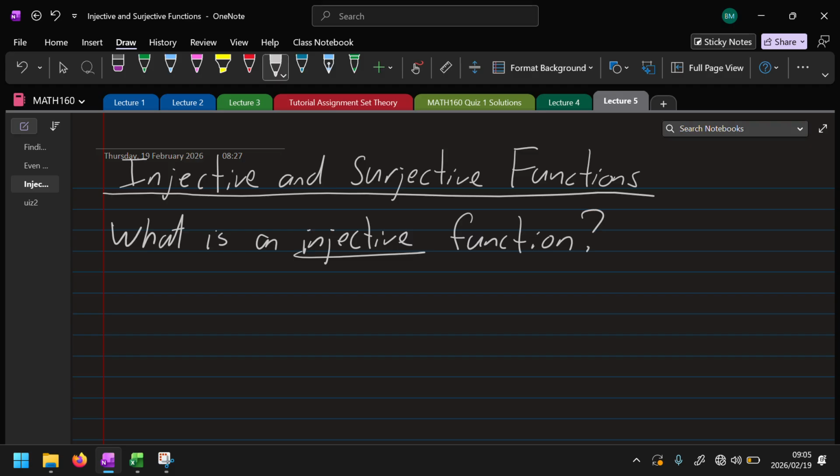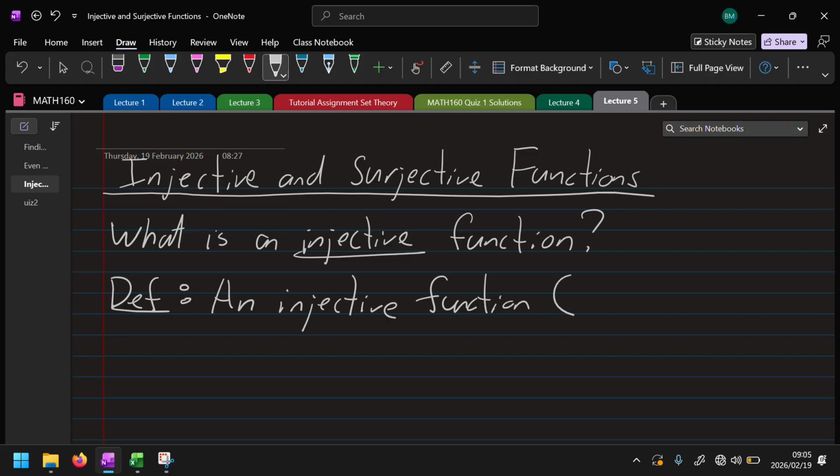Okay. So definition: an injective function, also called a one-to-one function. That's another name for this. It maps one input from the domain to one output in the codomain.